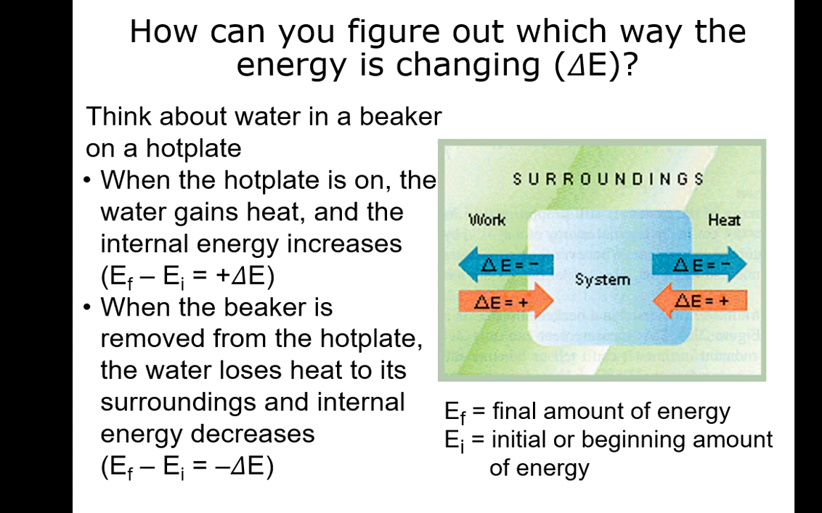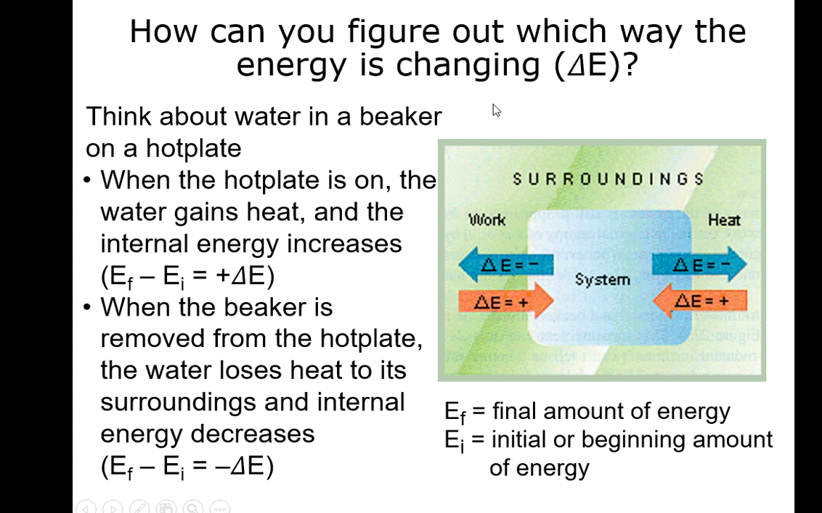Now, in thermodynamics, it's important to make the distinction as to which way the energy is going to make the change. So how can we figure out which way the energy is changing? So basically, our delta E means change in energy. Well, as an example, think about water in a beaker on a hot plate.